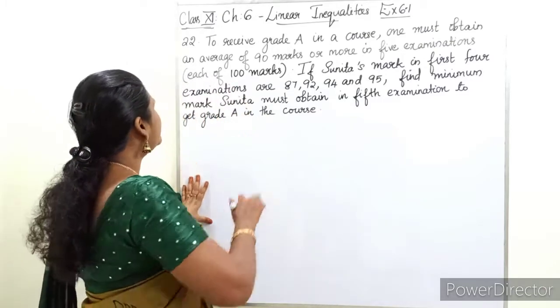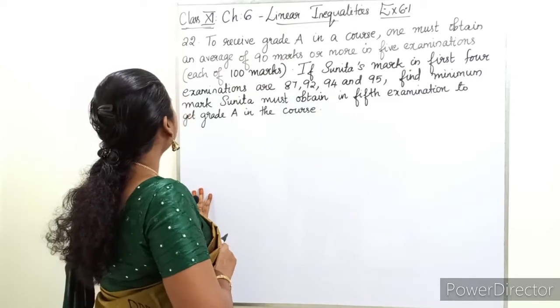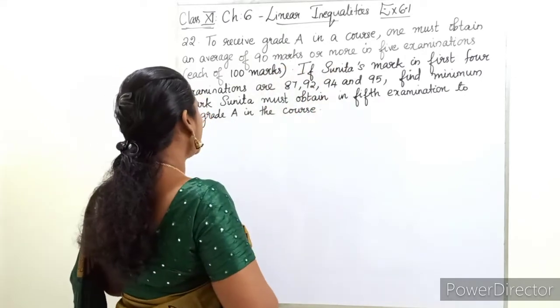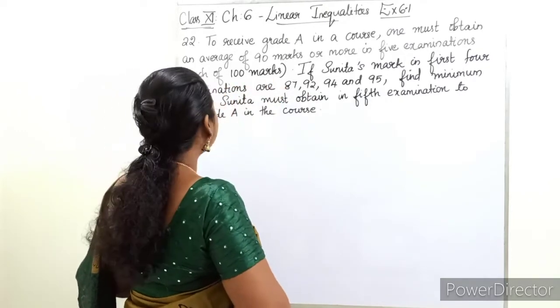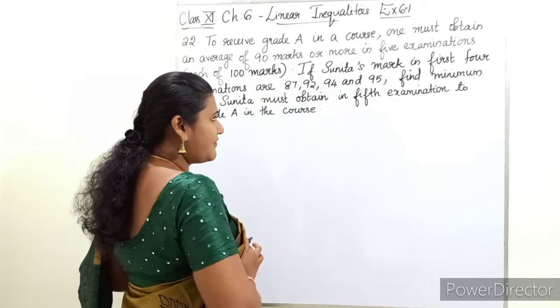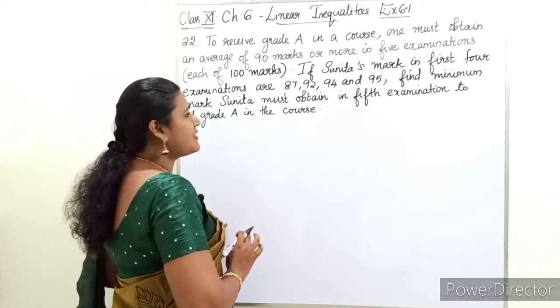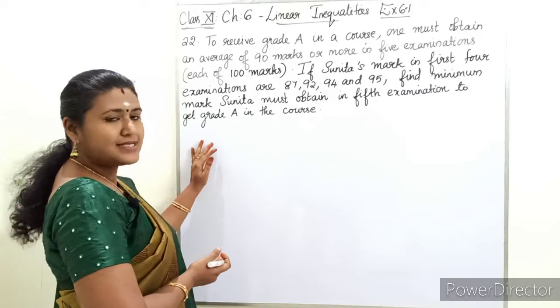Question number 22. To receive grade A in a course, one must obtain an average of 90 marks or more in 5 examinations, each of 100 marks. If Sunitha's marks in the first 4 examinations are 87, 92, 94 and 95, find the minimum mark Sunitha must obtain in the 5th examination to get grade A in the course. So this is the question.